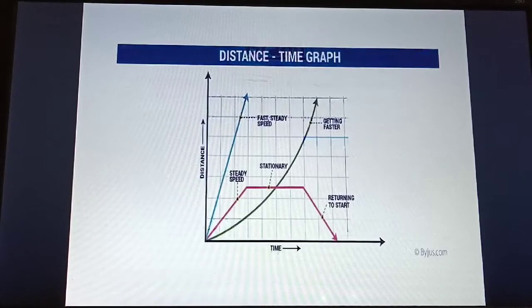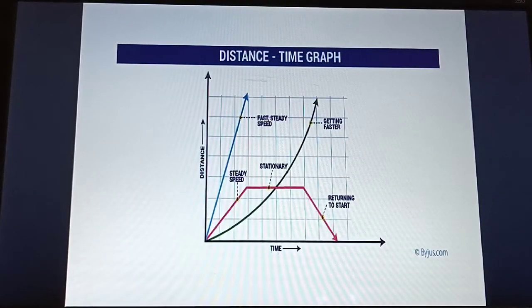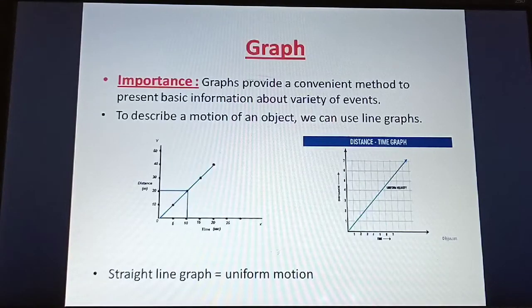If you see in your textbook, in your lesson, there are two types of graphs. One is the distance time graph and the second is the velocity time graph. So this is the image for the distance time graph. To prepare a graph, we need x-axis and y-axis, isn't it? So we'll see in detail.